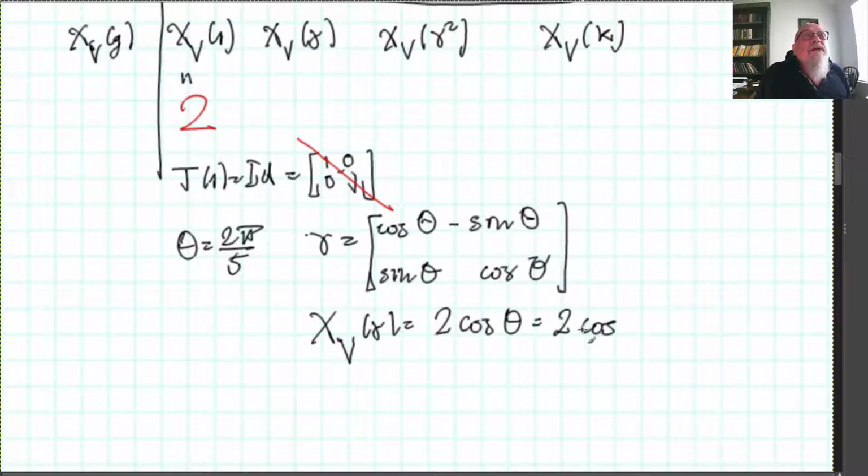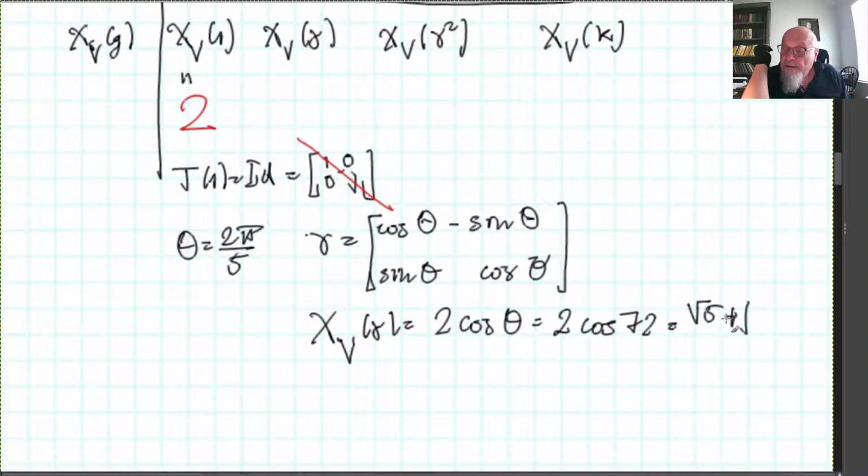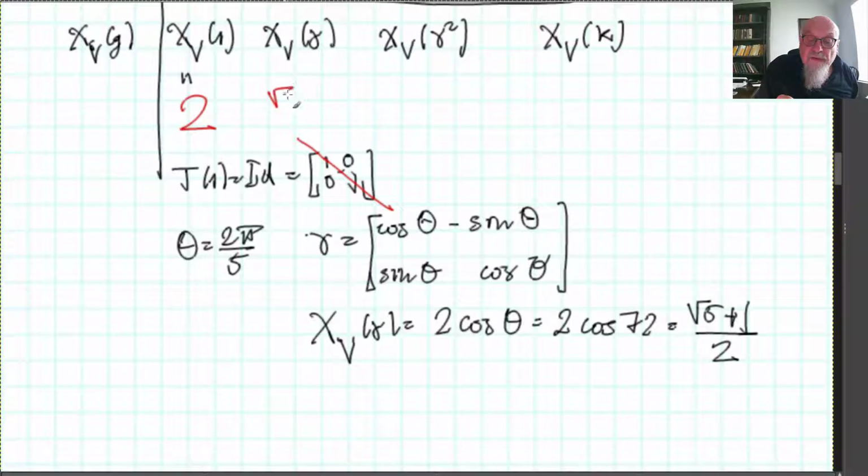Okay, so how many degrees is this? 72 degrees. I believe this one is cosine 72. So this will be square root of 5 plus 1, am I right? I think so, over 4, so 2 times that. I hope so. So this is square root of 5 plus 1 over 2.